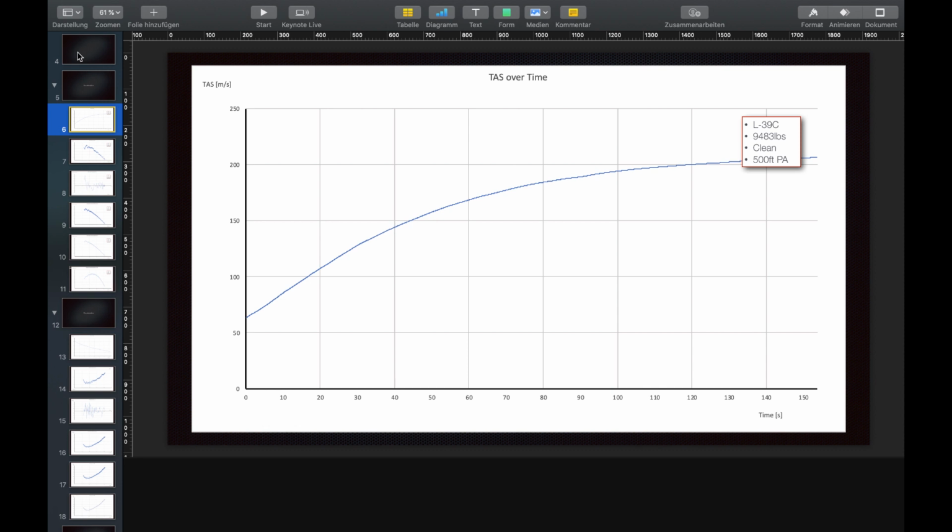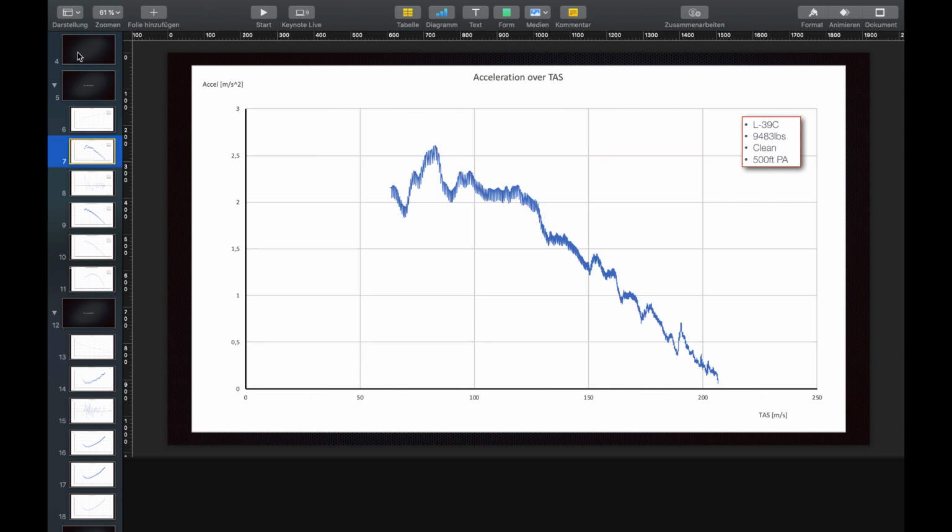So knowing your true airspeed is nice, but knowing how it changes is a lot more interesting. So I calculated the acceleration, so the change in true airspeed over true airspeed. So, for example, when I passed a speed of 100 meters per second, I had an acceleration of about 2.2 meters per second square, and as I accelerated, that dropped down to almost zero when approaching the maximum airspeed. And that's really interesting. And you see these ups and downs, these mountains and valleys in the graph. And I asked myself where that came from.